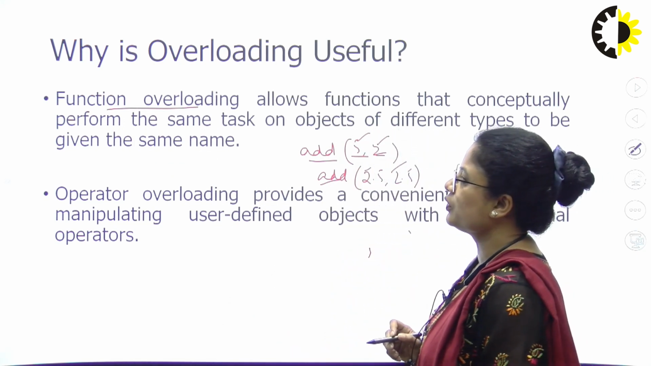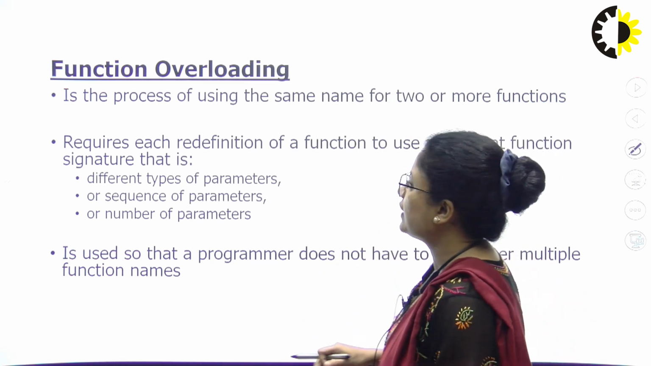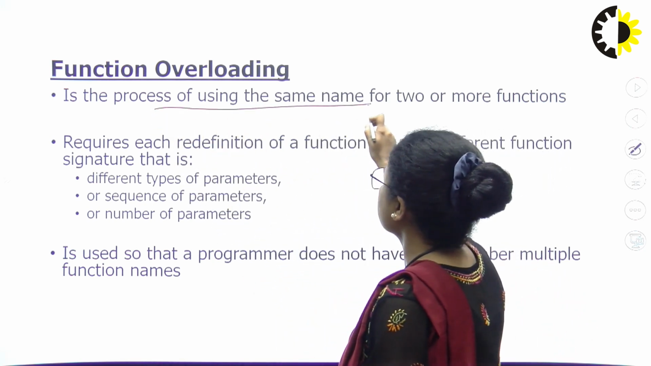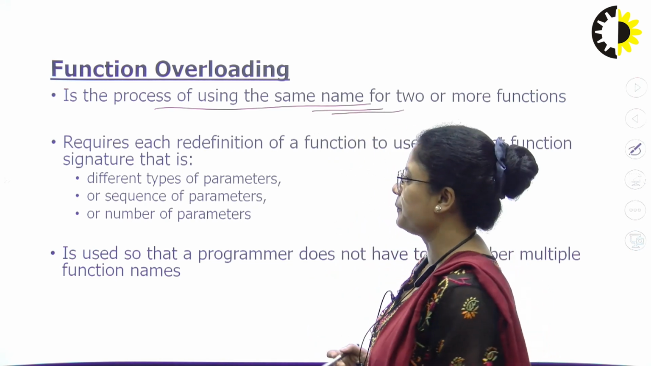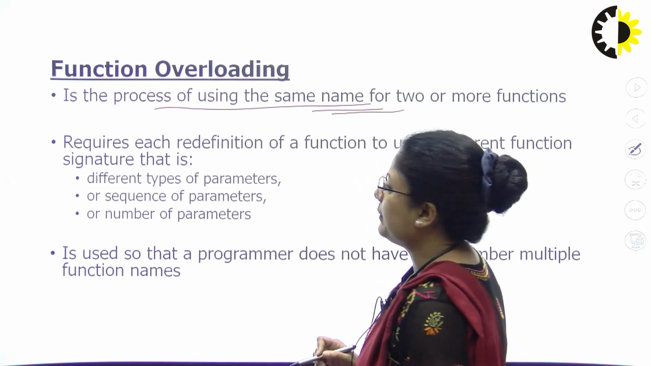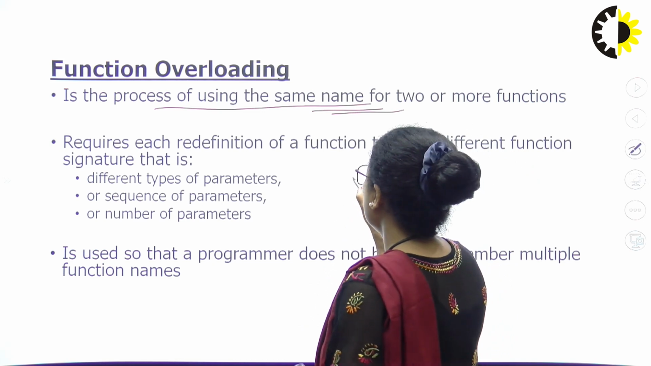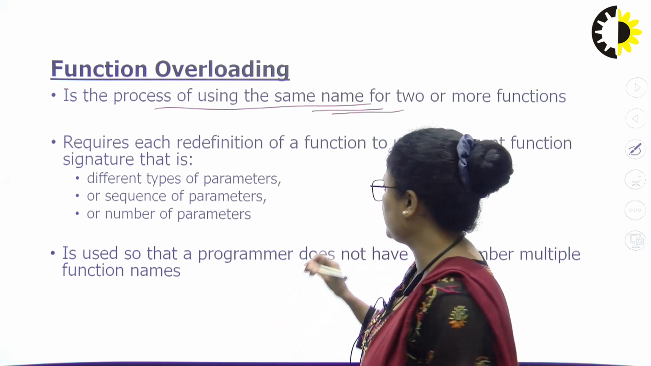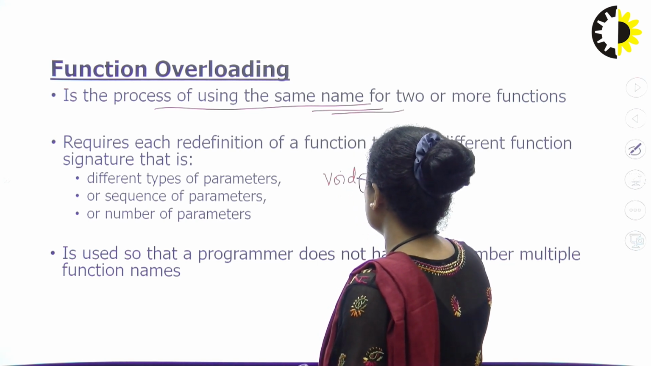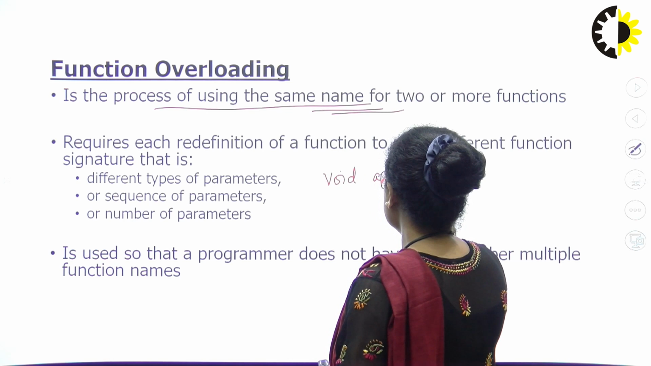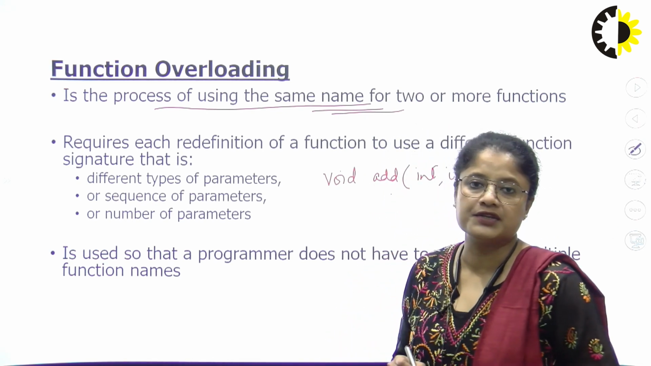So let us go more into function overloading. To define function overloading, we can say it is the process of using the same function name for two or more functions. Fine. What is the requirement to achieve function overloading? For example, I'll just give the function prototype now. Let us say we have an add function, as I told in the previous example. And let us say in this add function, we have a scenario where we can pass two integer arguments.